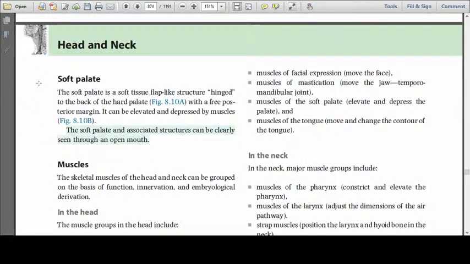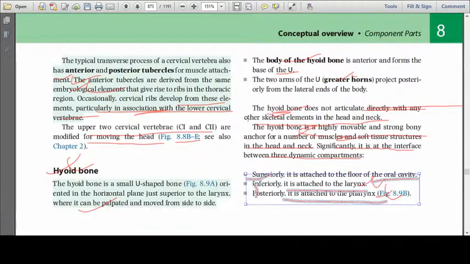So let's look at the soft palate. The soft palate and hard palate separate the nasal cavity from the oral cavity. The soft palate is a soft tissue-like structure hinged to the back of the hard palate. The hard palate is very important in this case. I think we just missed the hard palate now.